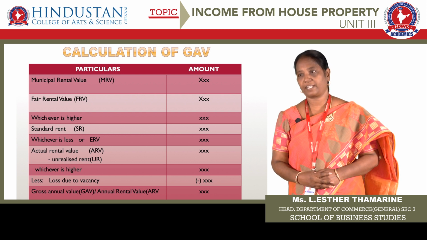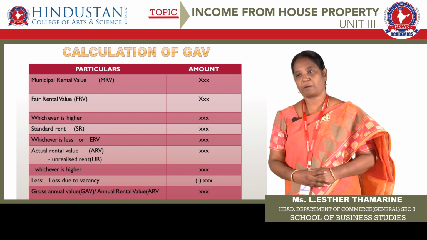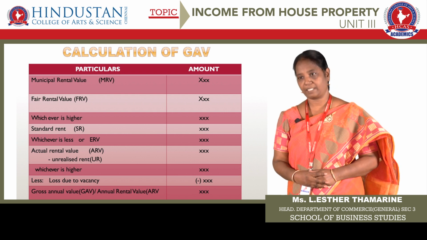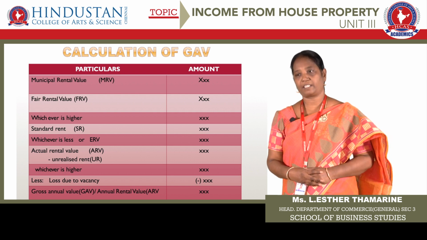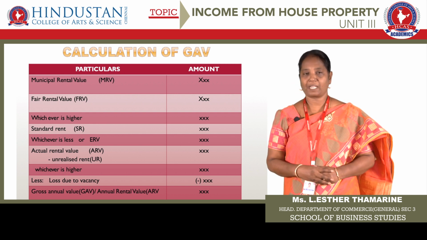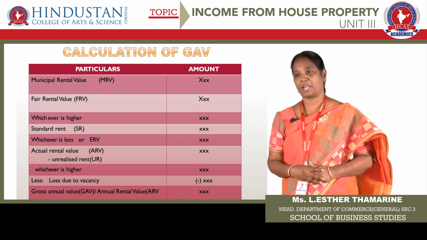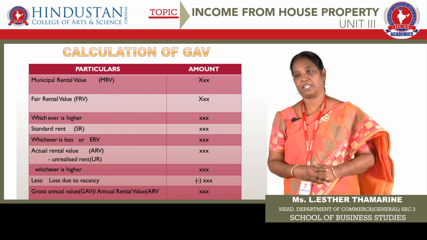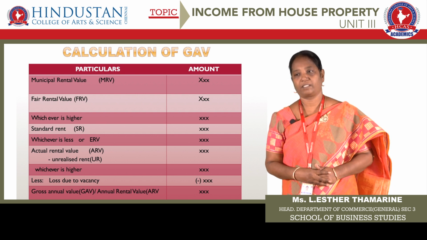Let us move on to the calculation of gross annual value. For that we need to compare municipal rental value and fair rental value, whichever is higher will be taken, and that will be compared with the standard rent, and whichever is less will be taken, that you call the expected rental value. This expected rental value will be compared with the actual rent received, whichever is higher will be taken as the gross annual value. Before going for the comparison, you have to give deduction for the loss due to vacancy. Then you can go for the gross annual value.